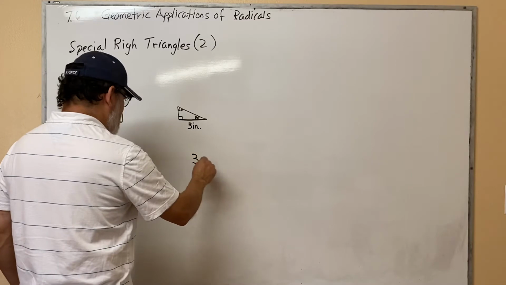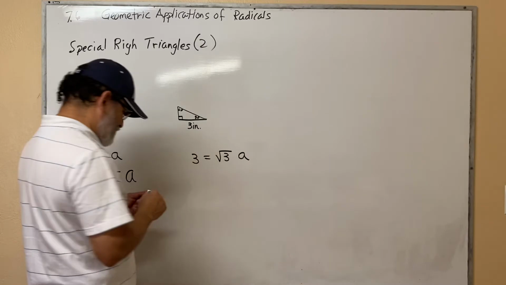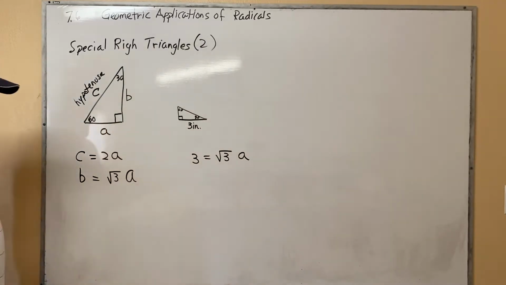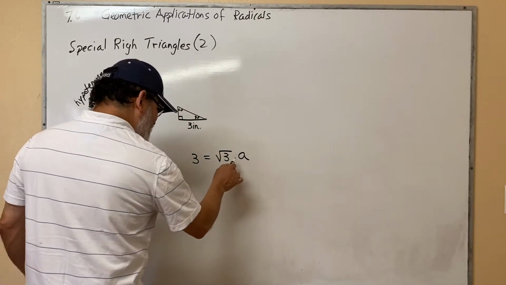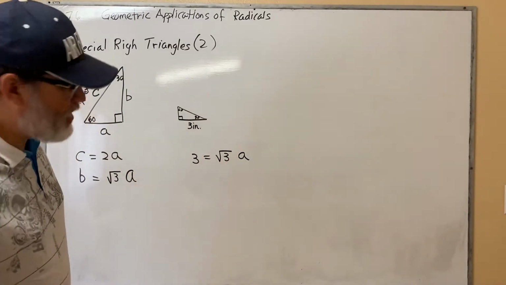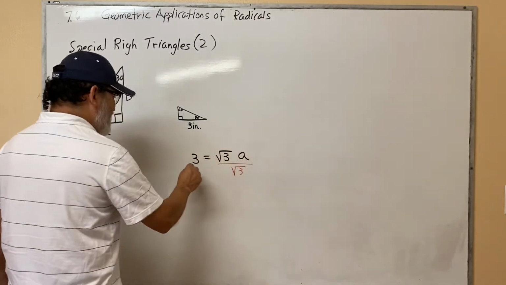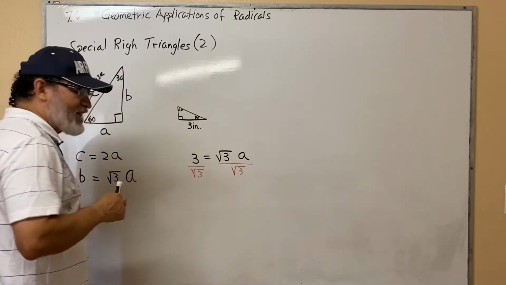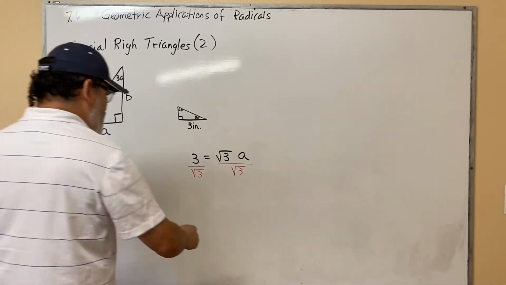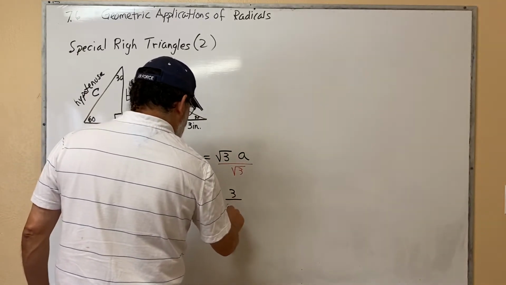3 inches equals the square root of 3 times A. How do you solve for A? Divide both sides by the square root of 3. Yes. Divide this by the square root of 3. I can show you it. Divide this by the square root of 3. The square root of 3's cancel each other. And so therefore, A equals 3 divided by the square root of 3.